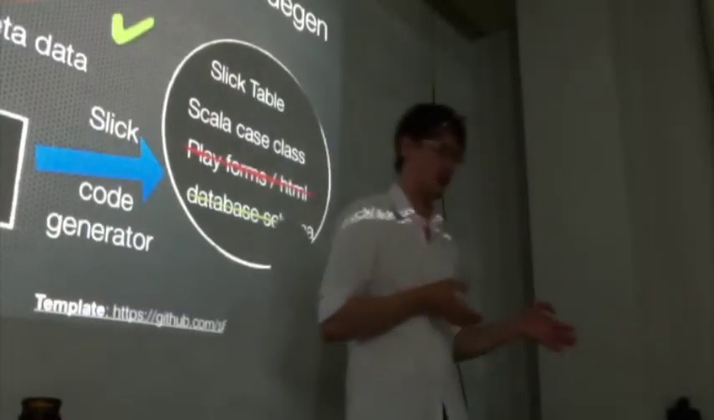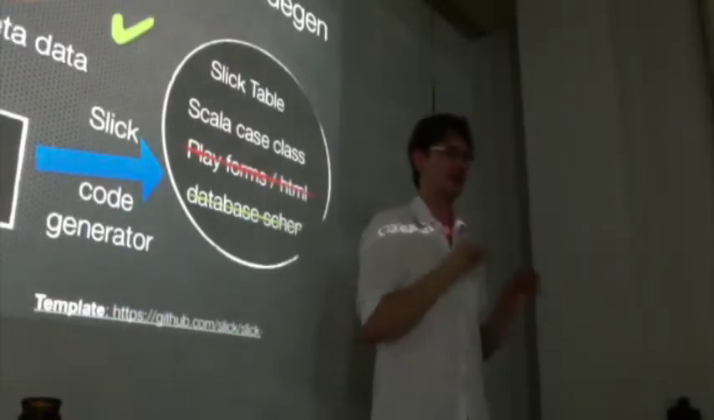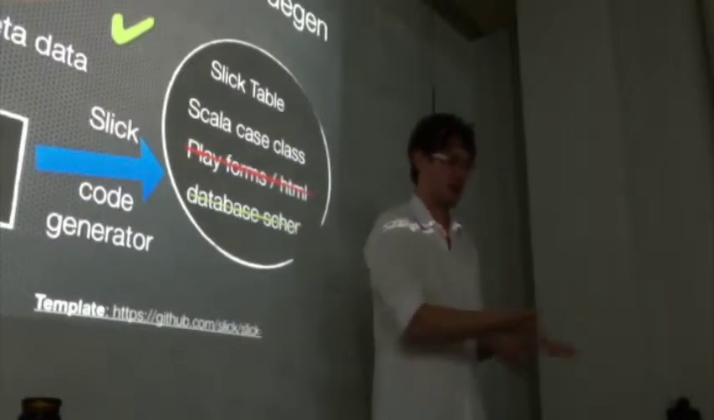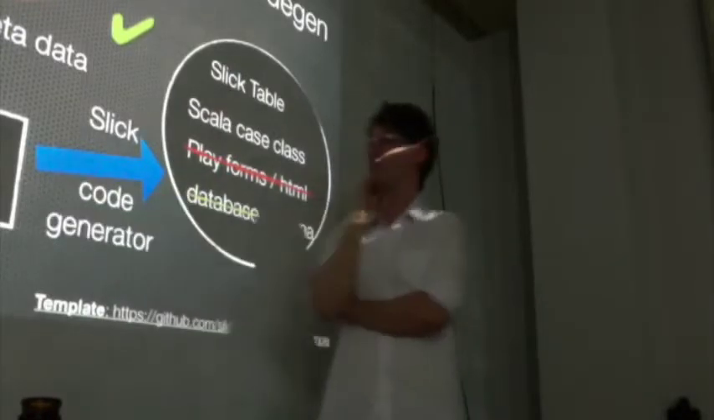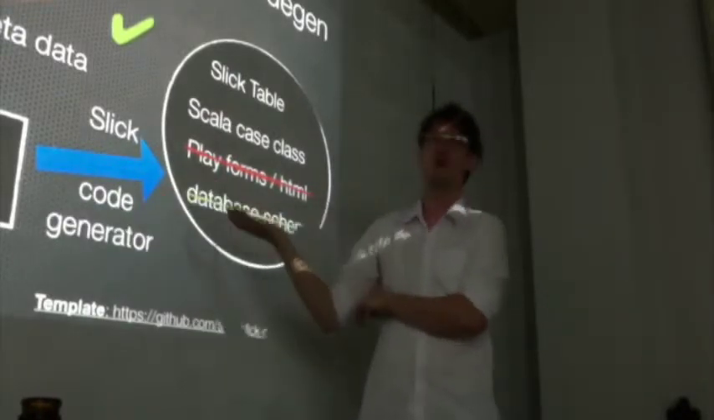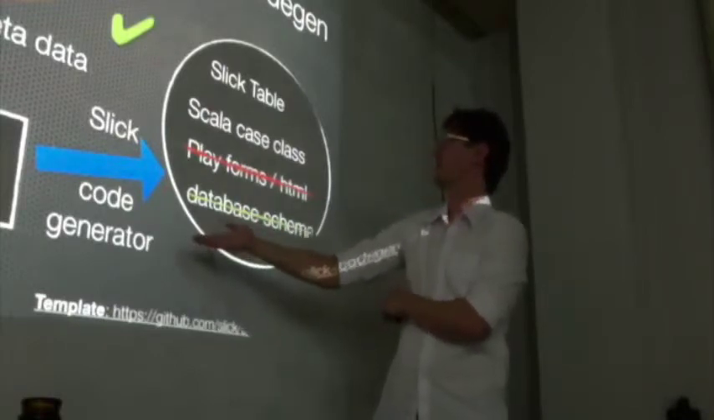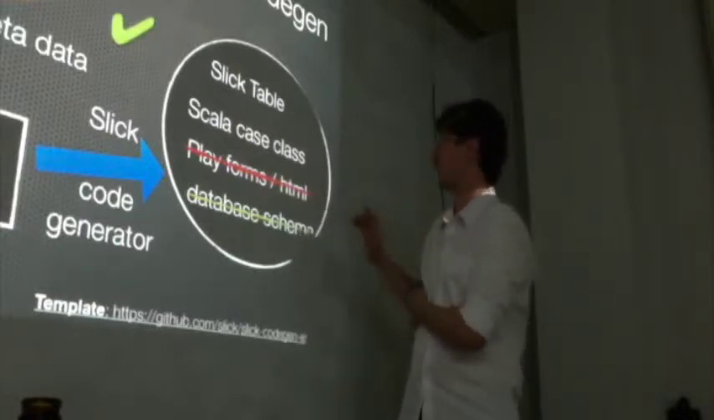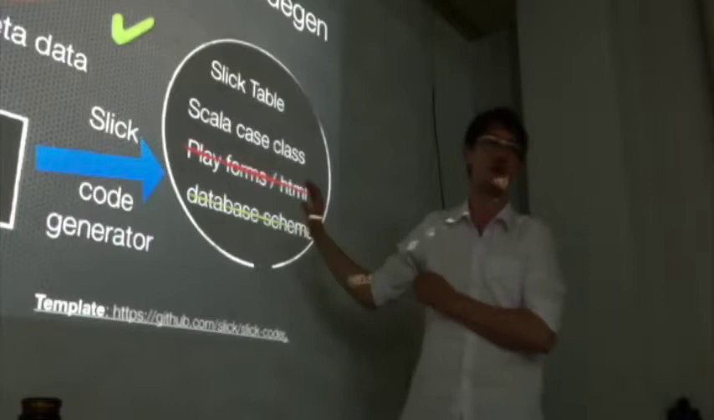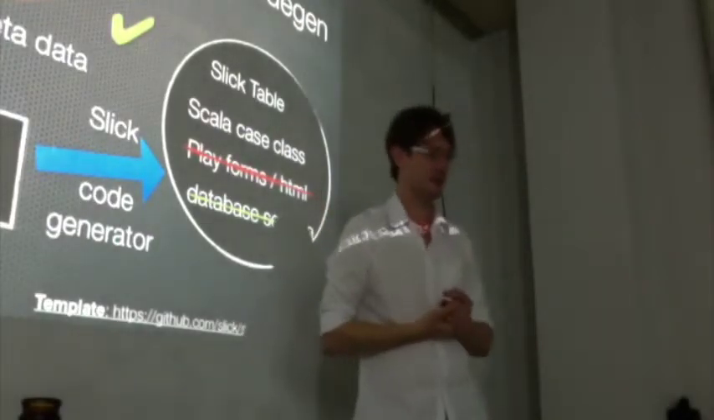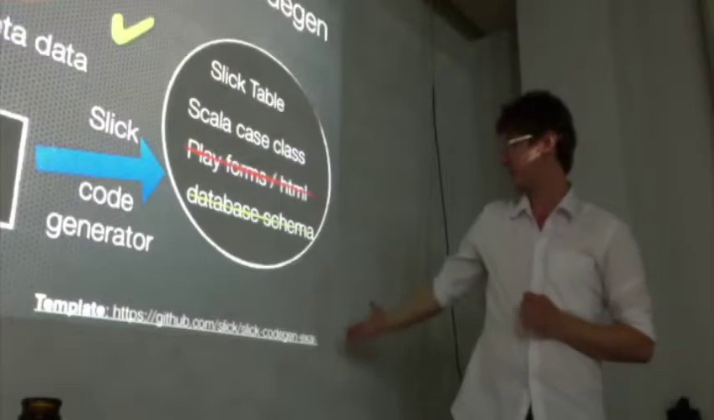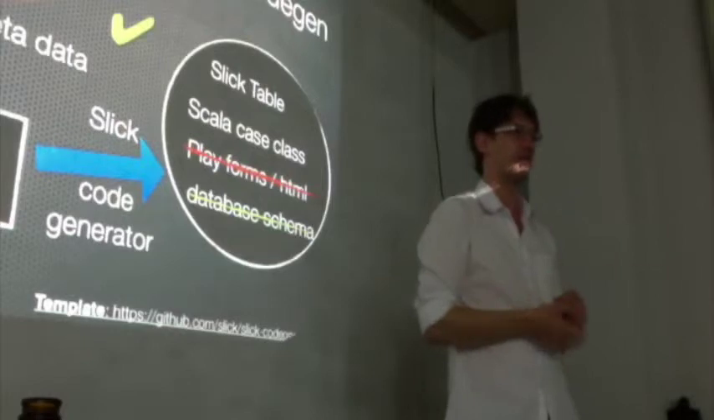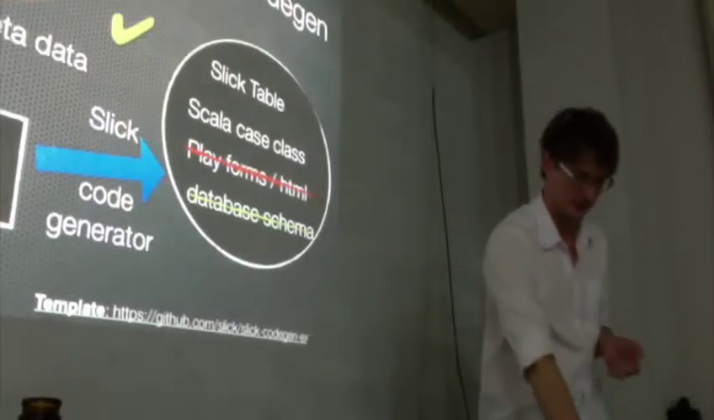So here's the overview of the process. There's the database schema, and Slick uses the JDBC metadata API to get information about it, and then builds this model, like the one we see in the lower left. Then it's fed into the Slick code generator, and the Slick code generator spits out Slick tables and Scala case classes, and some other Slick-related stuff. It does not generate Play forms though, but you get already some stuff. And there's a template on GitHub that basically shows you the whole SBT setup and everything. You can just use it to get started.